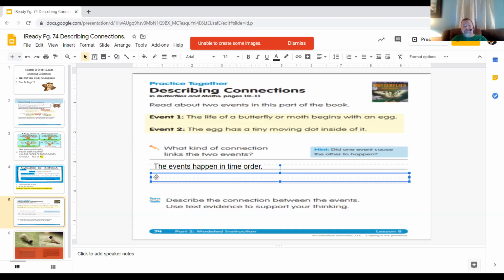Once again, make sure that you complete this within the assignment. Once you type your answer in, go to the top and click share, and it will share your assignment with me so that I will be able to grade it and know that you have completed it. If you have any questions, do not hesitate to ask me.